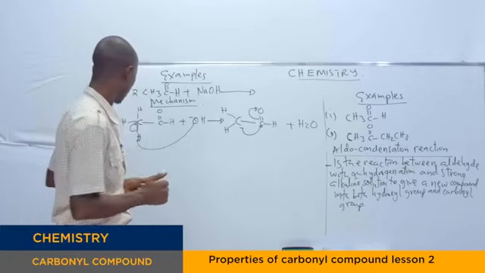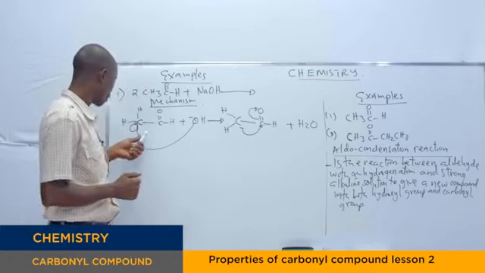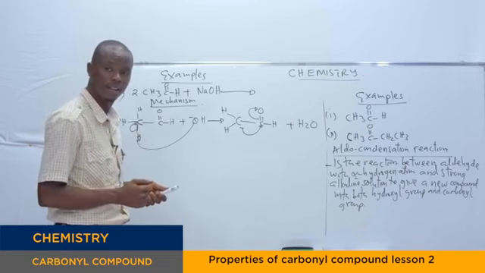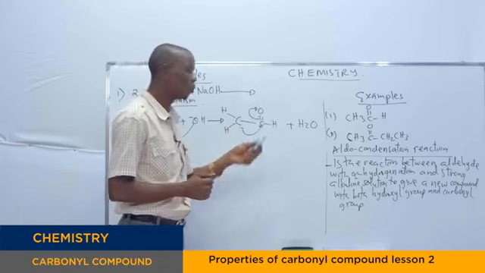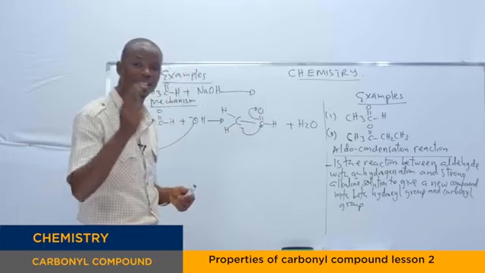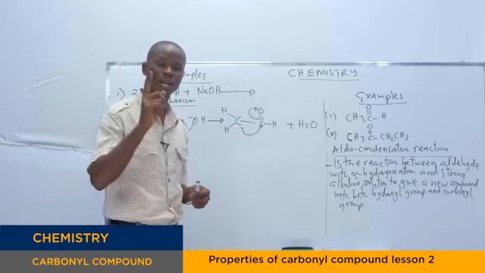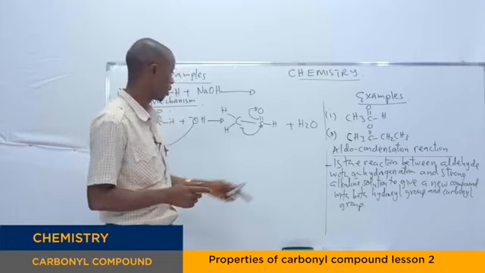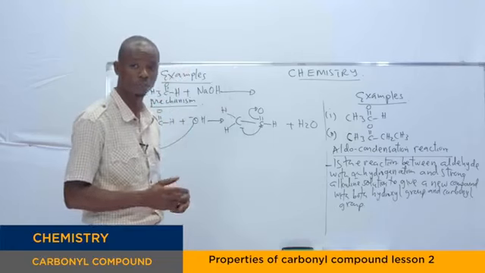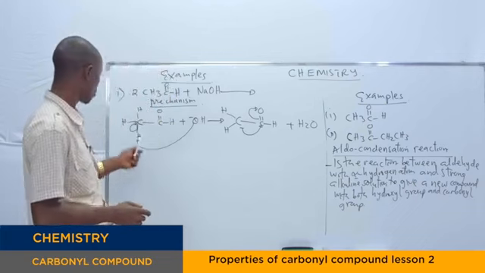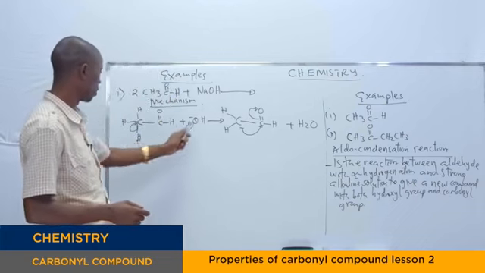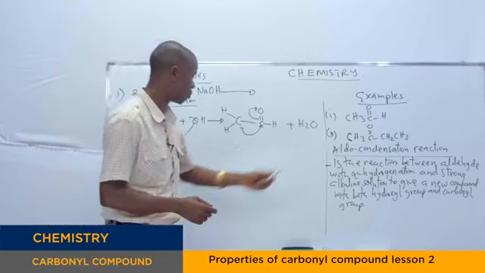Now what happens there? If a carbonyl compound loses a proton, the ion which will be formed will be stabilized by the delocalization of the electron in that carbonyl group. So it is very simple in that way. So carbonyl compounds are acidic in nature. That's why it donates a proton, reacting with this one to form water.